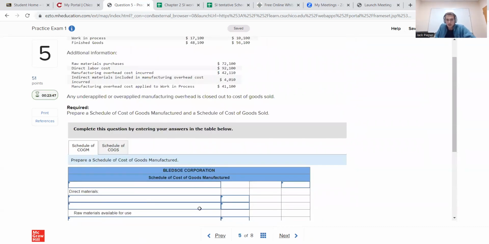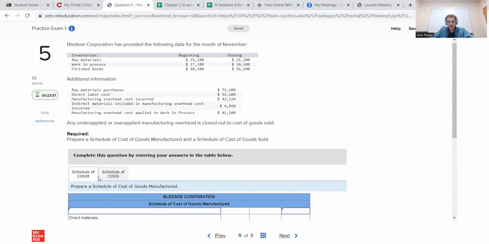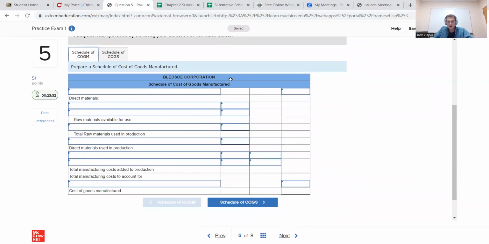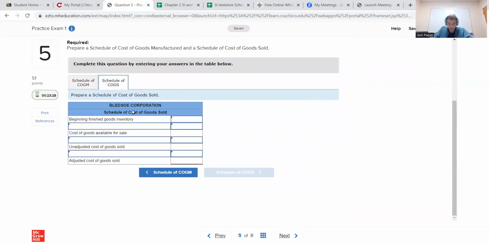Okay. We have a schedule of cost of goods manufactured and a schedule of cost of goods sold. I would advise doing the schedule of cost of goods manufactured first, because you're going to need your cost of goods manufactured to do your cost of goods sold. Okay. Best thing to remember here, cost of goods manufactured has to deal with work in process. Cost of goods sold has to deal with finished goods inventory.